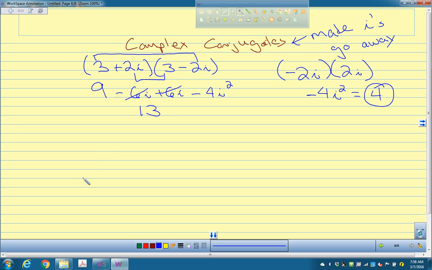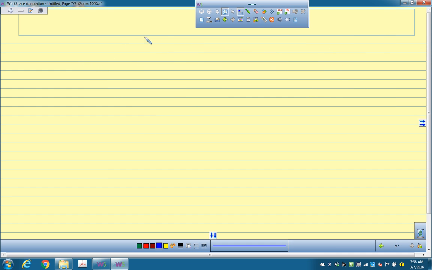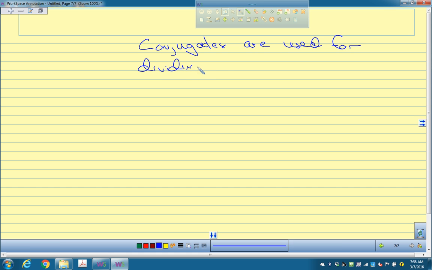Okay, I'm going to give you a try after I do this. Okay, we use conjugates. I know I'm going fast, but conjugates are used for dividing complex numbers.